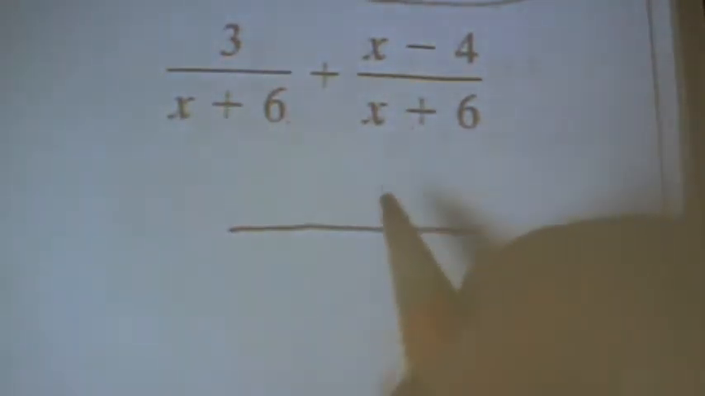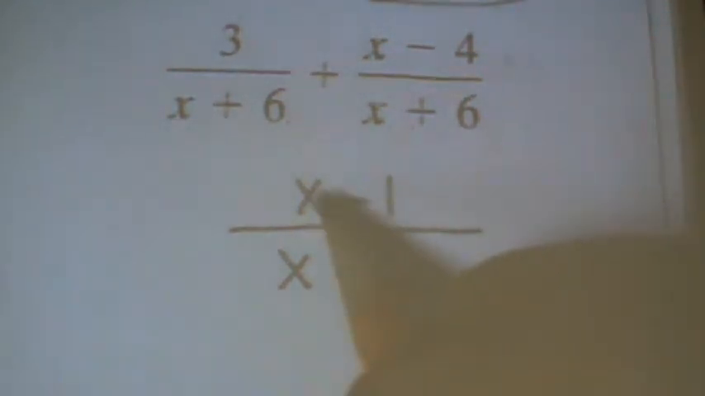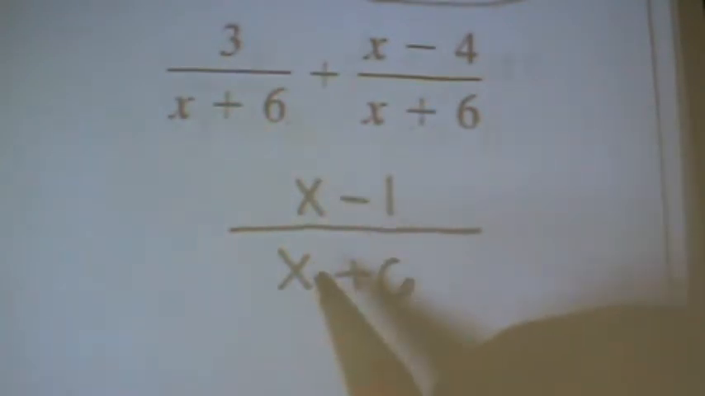Next one. Are these denominators the same? So what is my numerator and what's my denominator? X minus 1 over x plus... Can I cancel these x's out? No, good job. Can you just tell me what the restriction is then?